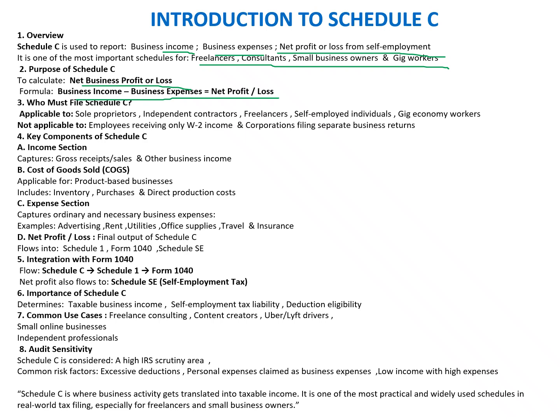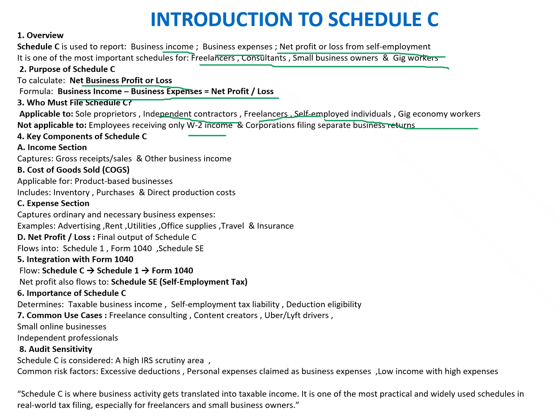The most important question is who must file Schedule C. So this is applicable to sole proprietors, independent contractors, freelancers, self-employed individuals, and gig economy workers. But it is not applicable to W-2 income holders or corporations filing separate business returns, because they have a separate business return for their separate set of income.